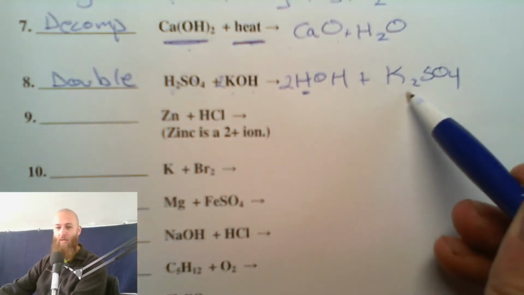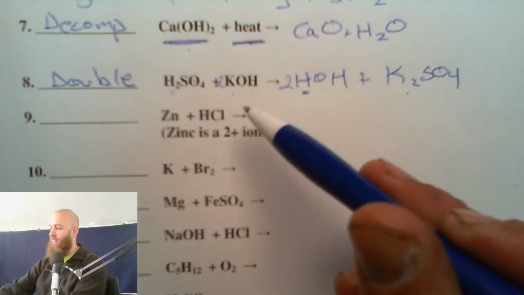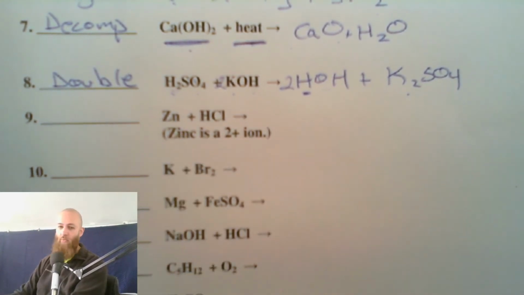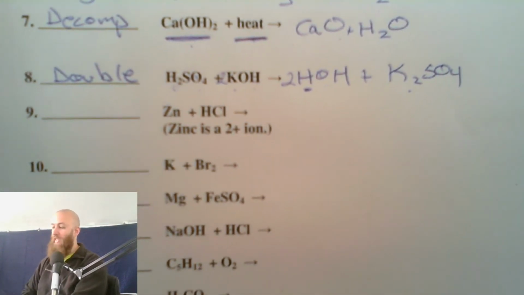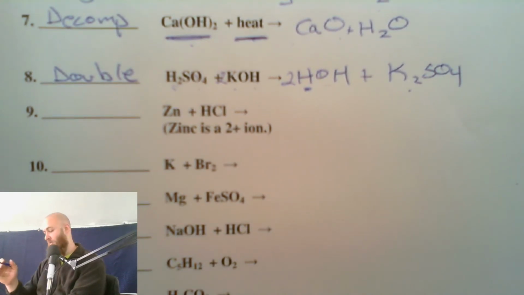It just so happened I already have 2 over here. And then sulfate's already balanced out. 1 sulfate and 1 sulfate. All right? If you notice, I'm kind of moving a little faster here with the balancing, because we've done dozens of them together, and you probably have done a bunch yourself, hopefully.